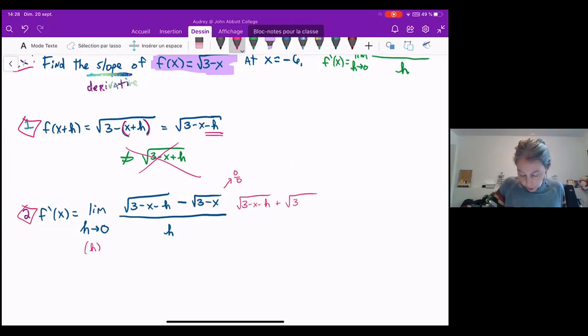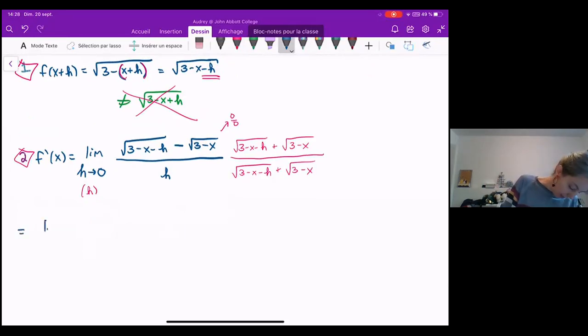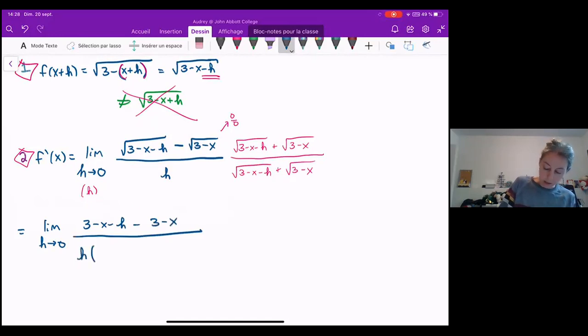by the conjugate. And remember, when I multiply by the conjugate, it goes in the numerator and the denominator, which will result in the limit as h approaches 0, 3 minus x minus h minus 3 minus x over h times that conjugate. Okay, take a look at what I just wrote. Is everything correct? Did I forget something?